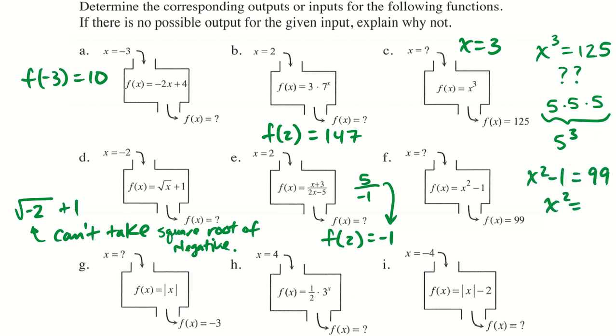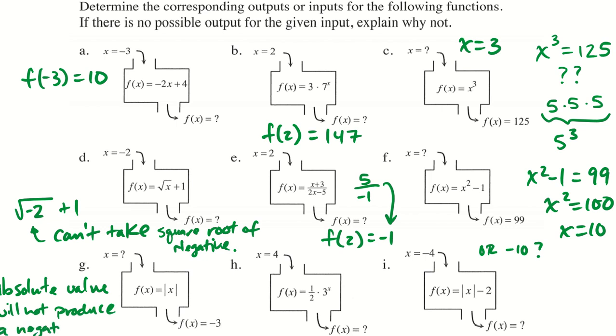The next one over, I just added 1 to both sides. What squared gives me 100? 10 does. And it turns out, if you square negative 10, that's also 100. So this could be 10 or it could be negative 10. G is problematic also because you can't take the absolute value of something and get a negative number. We talked about this in class. The absolute value would be how far something is from 0. So this is not doable.